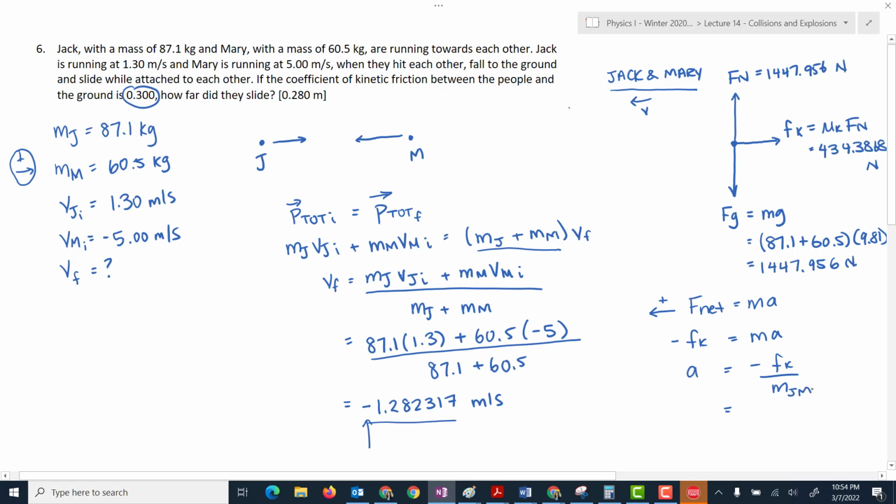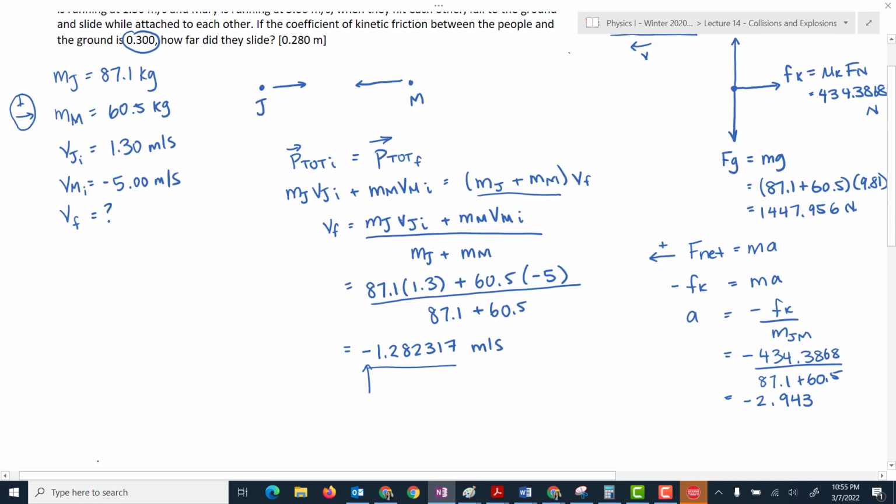It's both of their masses added together. So negative Fk, my Fk is 434.3868, divided by both of their masses, which is 87.1 plus 60.5. Okay, so I'm going to type this on my calculator. And I get negative 2.943. Okay, well this makes sense. The acceleration is negative because we're slowing down, because friction is slowing us down.